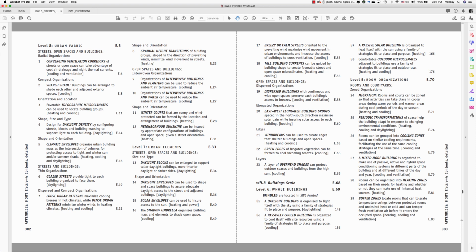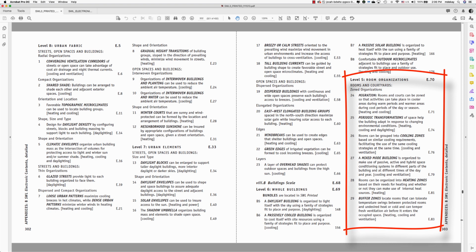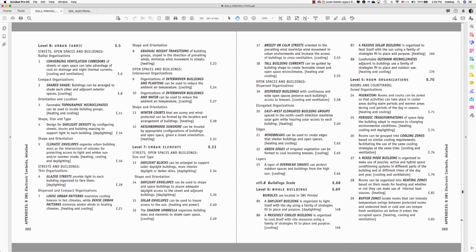They're organized by levels of complexity, organized by the elements like rooms and courtyards. And then they're also organized by what you do with those elements. So for instance, at the level of room organizations, there's different types of organizations. Strategies 24 down to 29 there are dealing with zoned organizations.